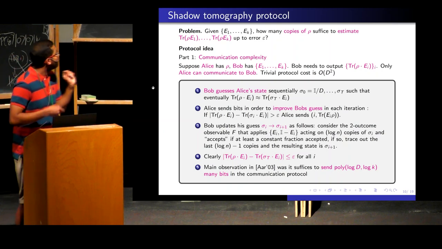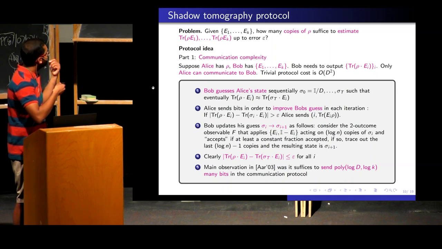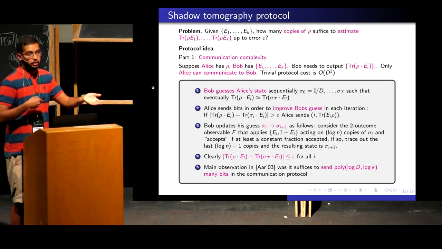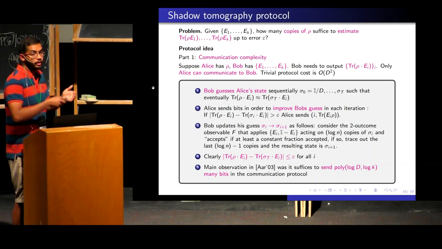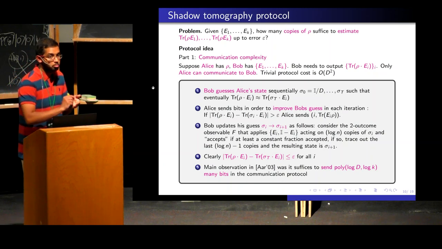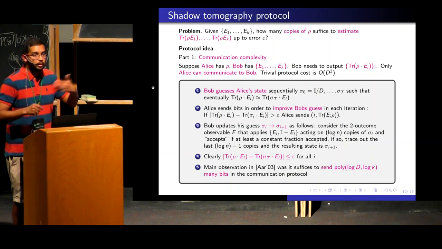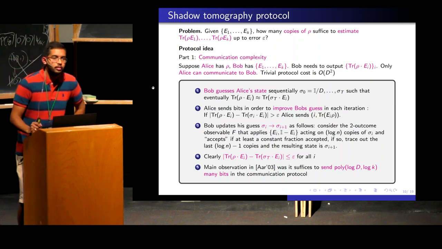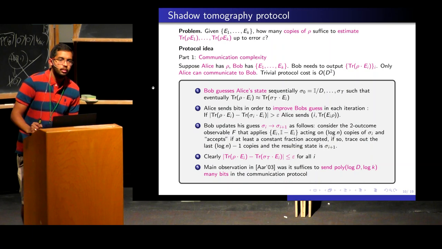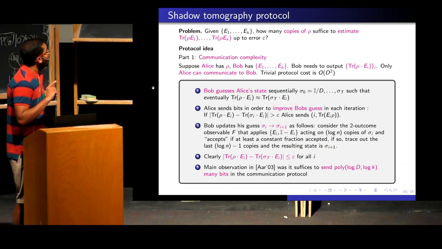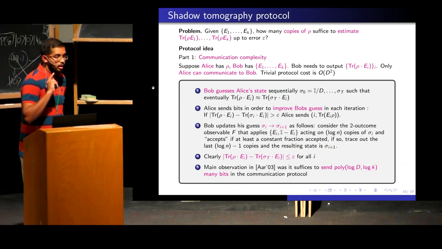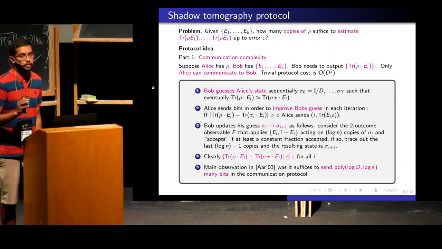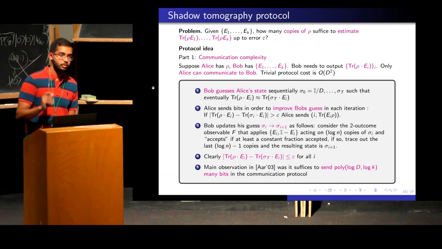So only when Bob makes a mistake, that is, for example, E_i, trace of rho times E_i minus trace of sigma_i times E_i is greater than epsilon, does Alice send a communication. So it could be that T is large, but in some rounds she just doesn't need to send anything. When she sends something, he's actually making progress. Yes, the total number of communication is poly log d, exactly. So in poly log d many rounds is the number of times she needs to communicate to Bob. That's right.